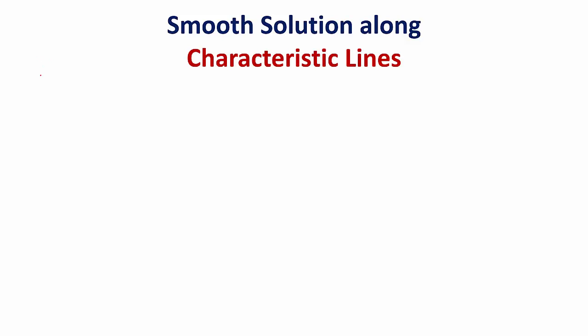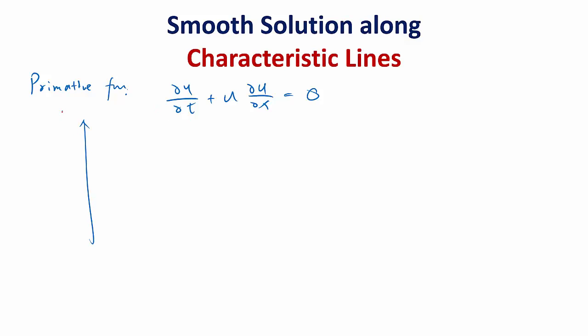Let's start from the primitive form. We have partial u partial t plus u times partial u partial x equal to 0. All right. Okay, and let's draw a space-time diagram, x and t.